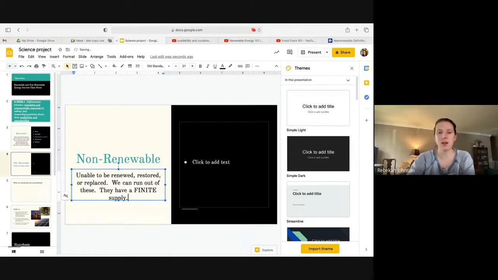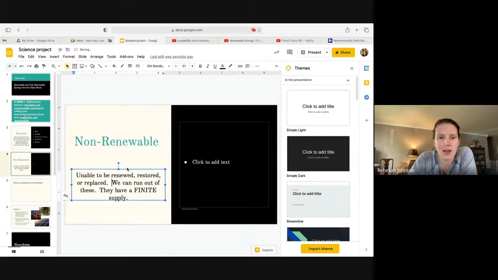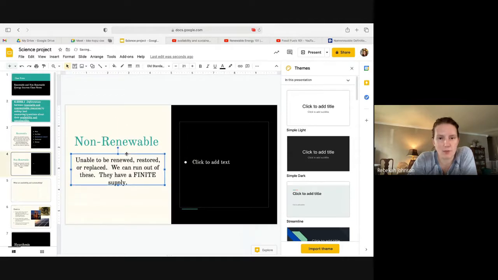Now, I made finite a big word. We talk about infinity and beyond all the time. We know what infinity means. It means it goes on forever and ever. If we take the in part of that, which means not, if it is unable to go on forever and ever, it means we have a finite supply. So this is not to say these are not good resources, but it does mean that we can run out of them.